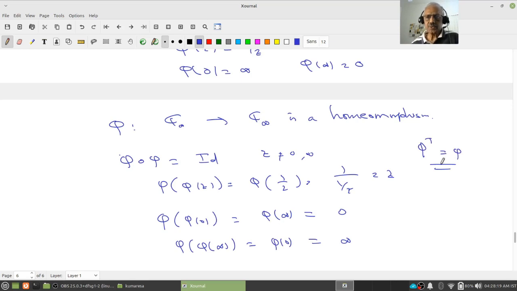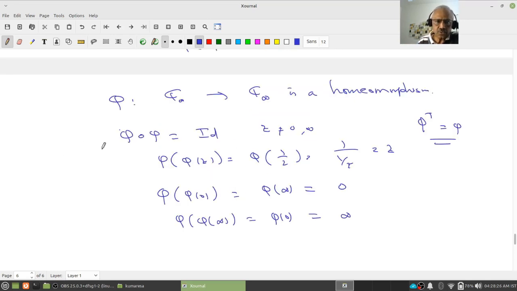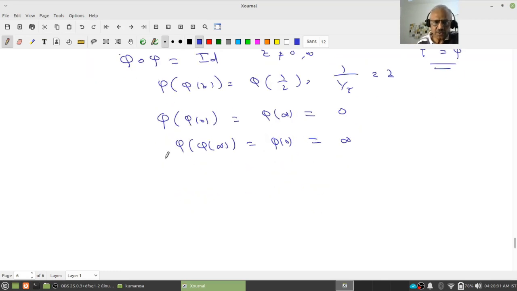So if I want to prove it's a homeomorphism, I have to say phi as well as phi inverse is continuous. And since I had already shown that phi composite phi equal to identity, even otherwise I know this phi is a bijection. Since phi equal to phi inverse, when I want to prove phi is a homeomorphism, it should be a bijection. Yes, that's correct. Then I have to prove phi and phi inverse both are continuous, but phi inverse is same as phi, therefore it's enough to show phi is continuous.